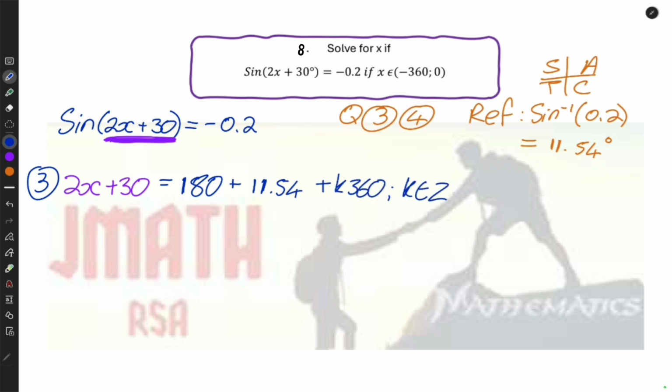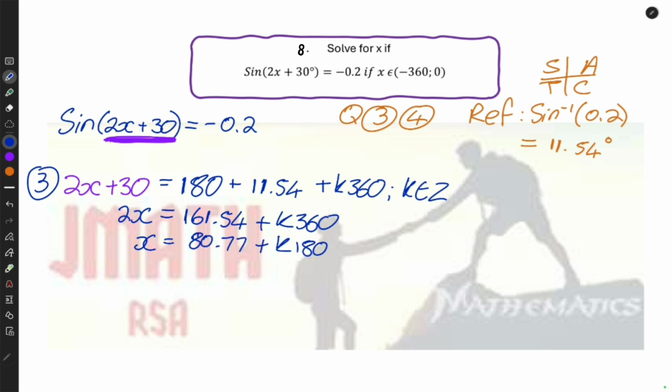element of Z. Okay, I need to get x alone, so I'm going to move the 30 over in my first step, and then type it in the calculator, and that would just tell me it's 161.54 plus K 360. Now I can divide everything by 2, and my answer for this quadrant is then 80.77 plus K 180. I don't need to write the K element of Z again. Okay, so now we can go over to quadrant 4.